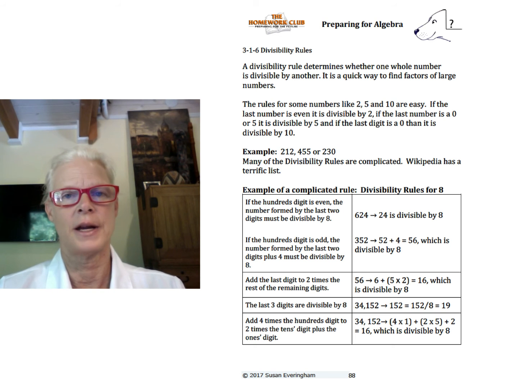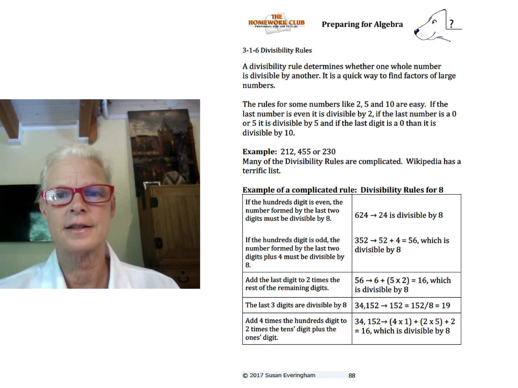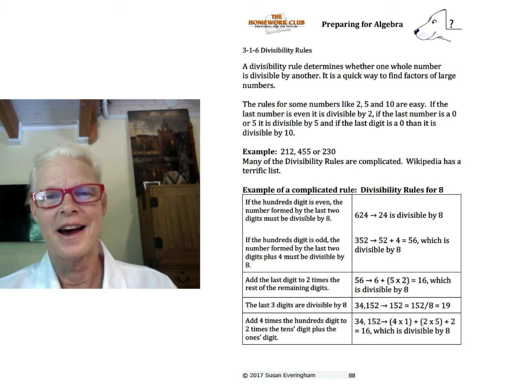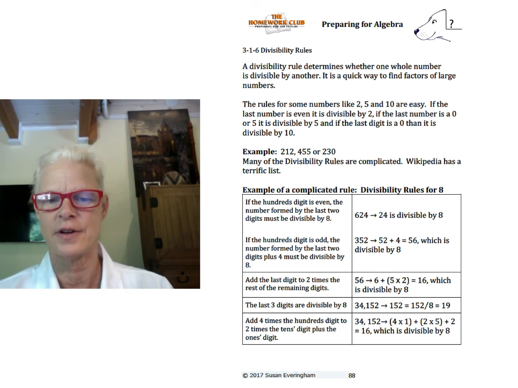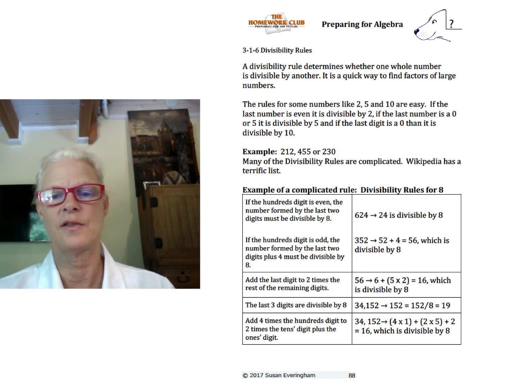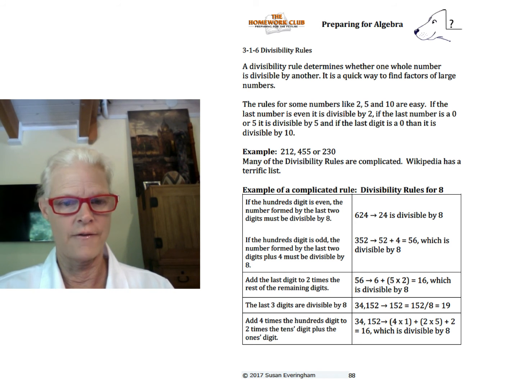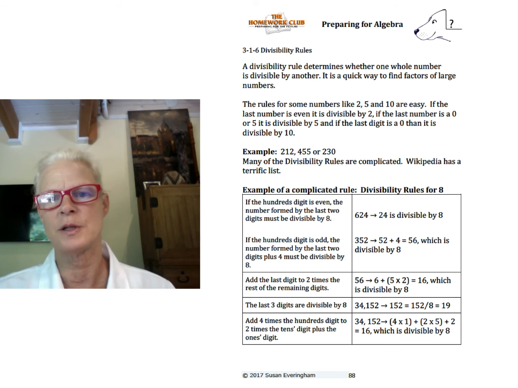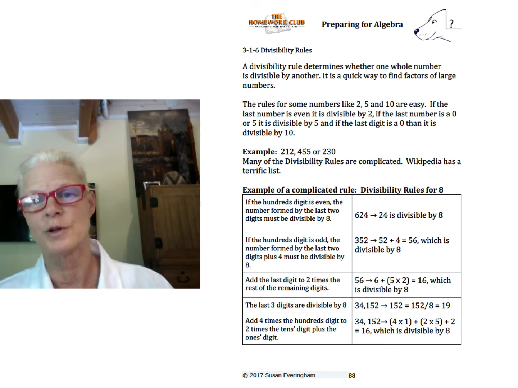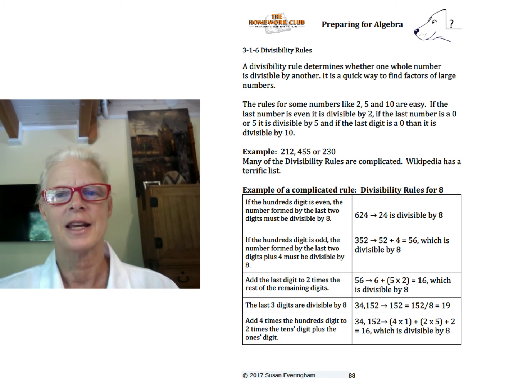Now, there are very complicated rules, for example, 8, which is the one I've given here. And to memorize these is quite difficult, but you do your best if you need to. So if the hundreds digit is even, like in 624 in the example, then the last 2 digits is divisible by 8. That's the divisibility rule for 8. And there are 1, 2, 3, 4, 5 different ways to come up with divisibility rules for 8. That's such a hard word for me.